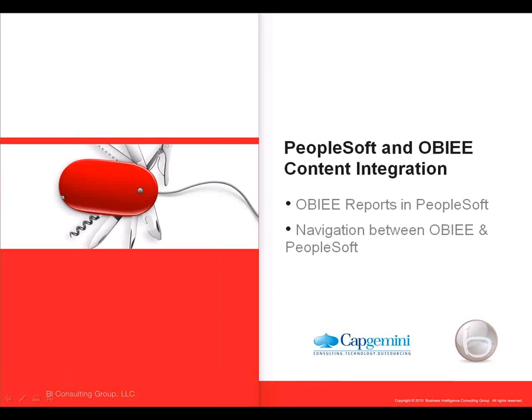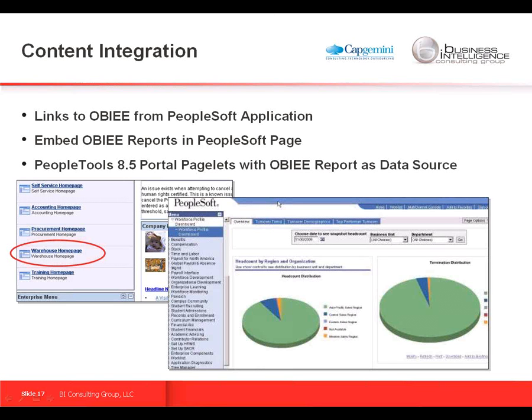Simplest thing, and really not considered content integration, would simply be to put a link on your PeopleSoft application page that directs users to the Oracle Business Intelligence web page. But you are also able to embed reports into PeopleSoft pages, embed dashboards into the portal, and with PeopleTools 8.5, you have the option of actually using OBI reports as a data source for the portal Pagelet Wizard. Again, that's only for PeopleTools 8.5 and above.